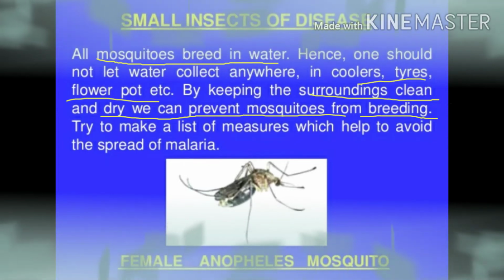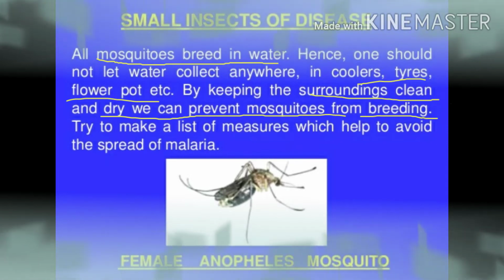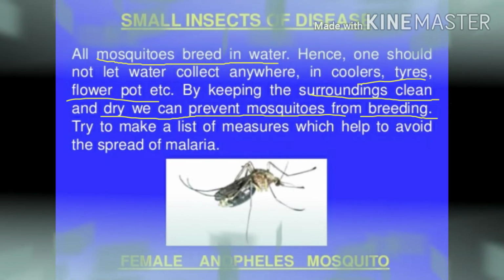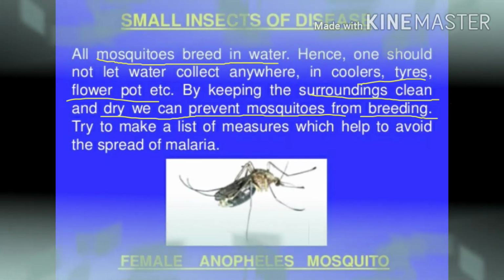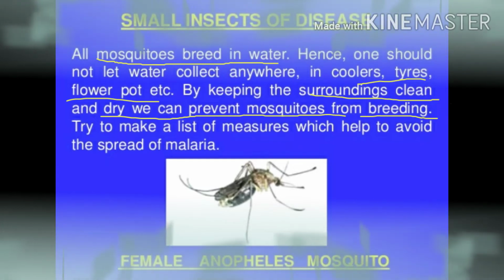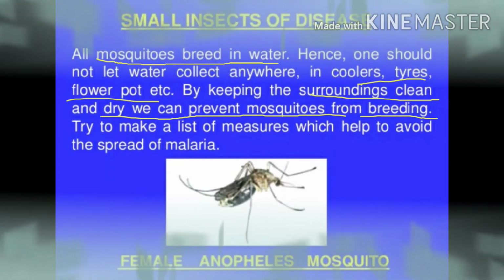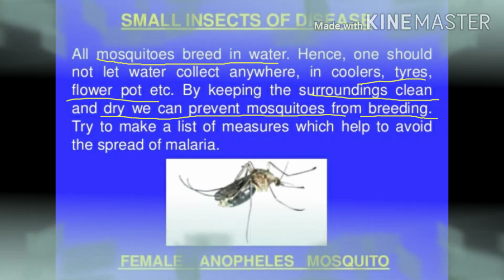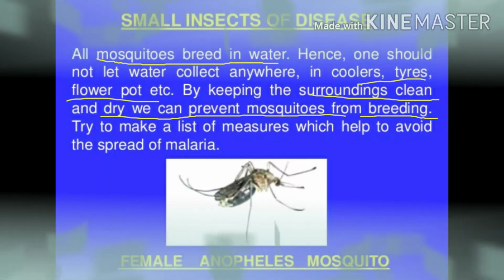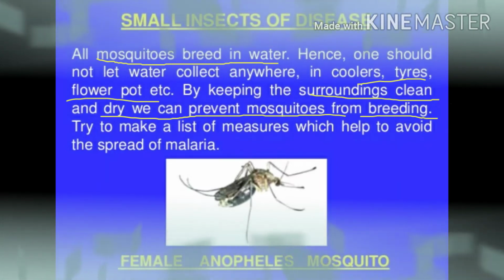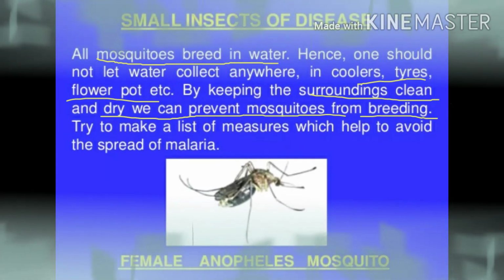We should not let water collect anywhere, like in a cooler, tires, or flower pots. By keeping the surroundings clean and dry, we can prevent mosquitoes from breeding. Here, preventing breeding means we should not let water collect anywhere. Keeping the surroundings clean is good for us, as we can prevent mosquitoes from breeding and avoid the spread of different kinds of diseases.